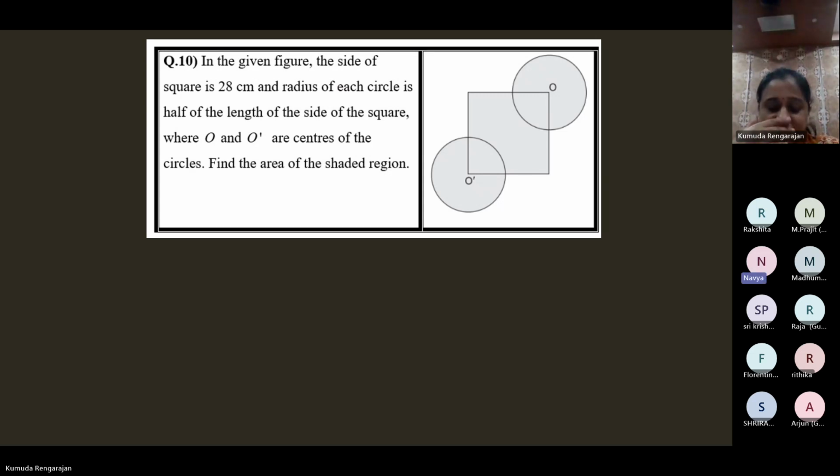Ma'am, the area of two circles plus the area of square minus the area of the two sectors. Correct. Very good. Correct. Any other idea? Correct, Navya.